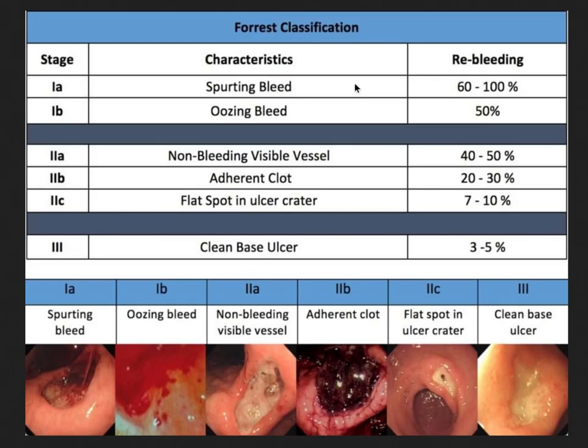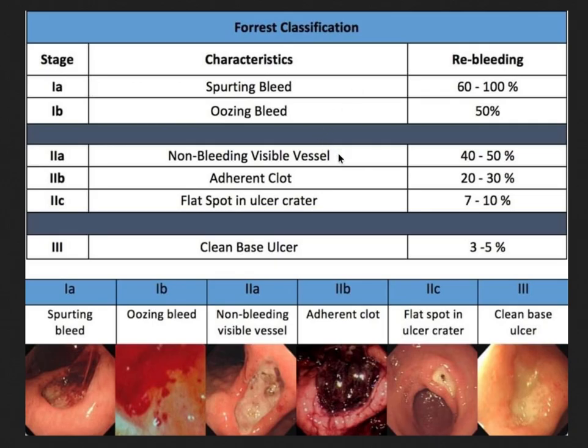Moving down to Forrest 1B, that's an oozing bleed. So instead of spurting, you see slow oozing from the ulcer base. This is still considered active bleeding, it's just less forceful. Rebleeding risk is around 50%. We treat this similarly to 1A with combination endoscopic therapy and sometimes repeat scope, depending on clinical status. You should also note proton pump inhibitors, PPIs, should be IV high dose continuous or bolus infusion. Typically, you'll do this around 80 milligrams bolus, followed by an 8 milligram per hour drip.